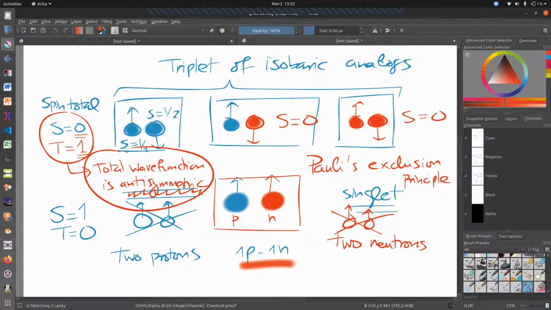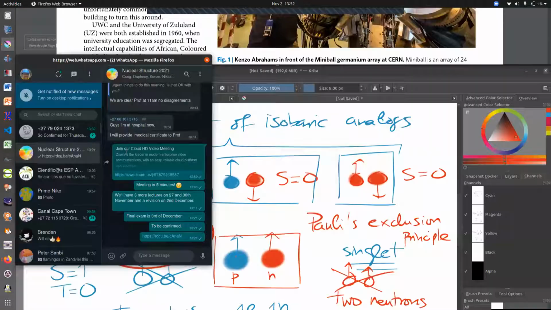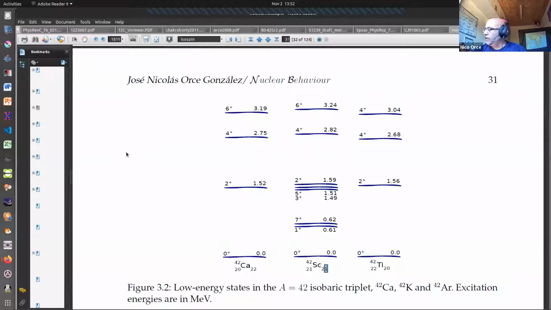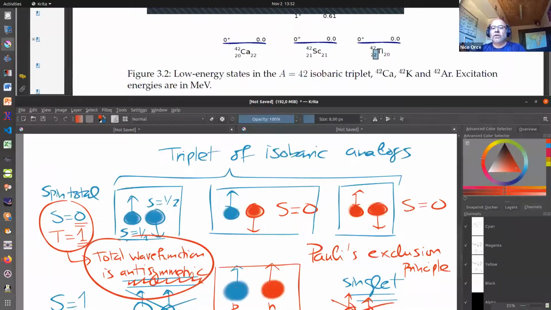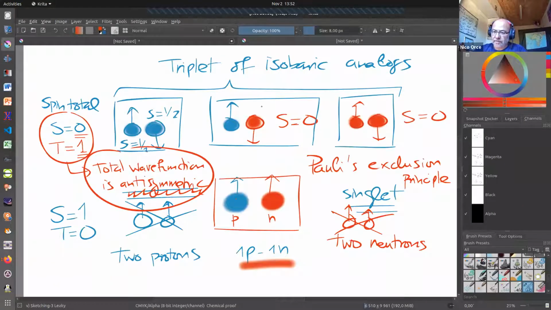Now we go here and say, okay, look, let's look at these guys. Let's say that 20, 20, 20 doesn't affect anything. But here there's an extra two. This is two neutrons. Here we have one proton and one neutron. And here the extra two are two protons. So we have the same situation here. Now let's compare one with the other.